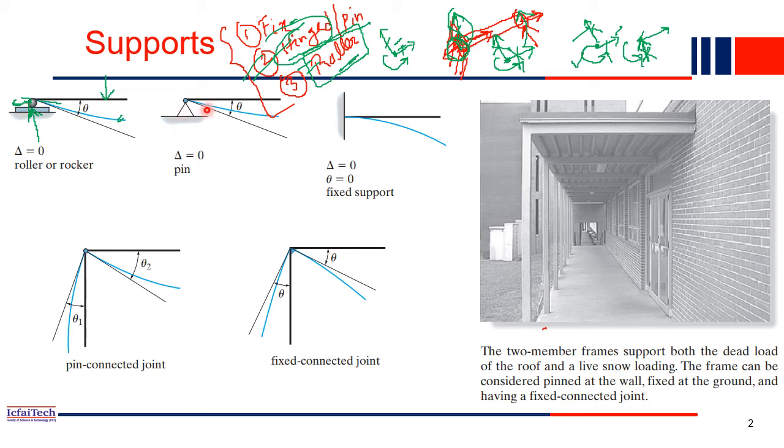Now if you see, a pin support also has how many reactions? As we discussed here, a pin support or hinge support also has two reactions. One is vertical and another is horizontal. Right? These two reactions will be there, whereas moment is zero. So there is no resisting moment in a pin support.